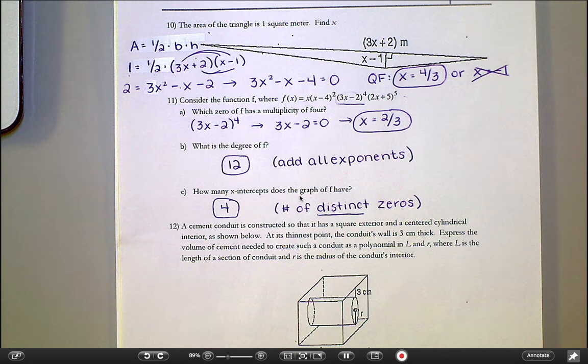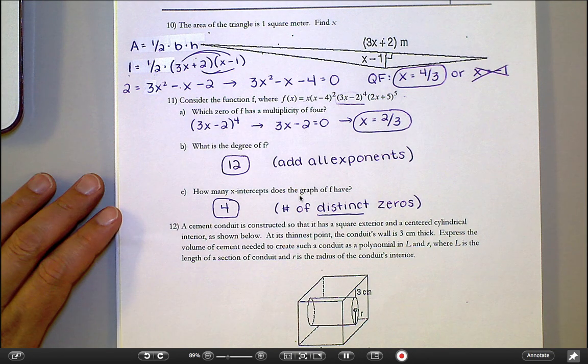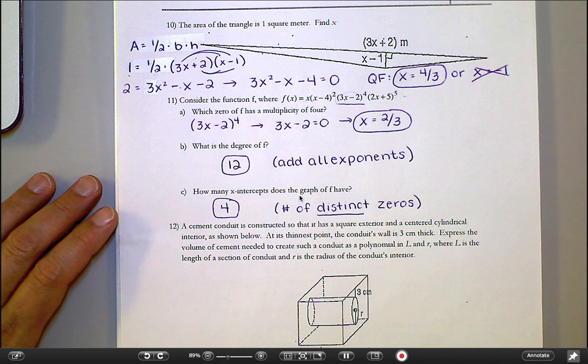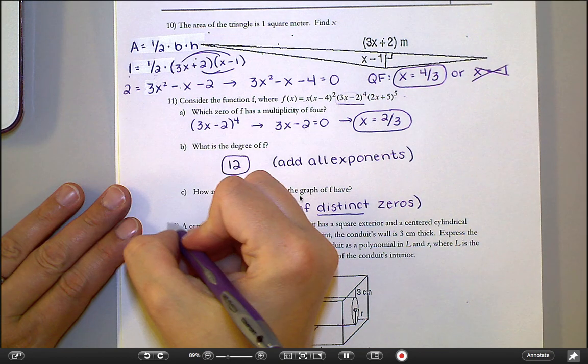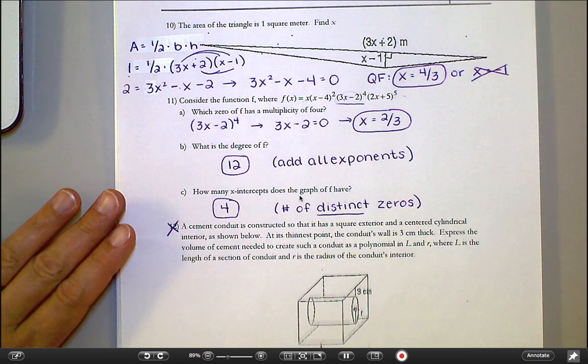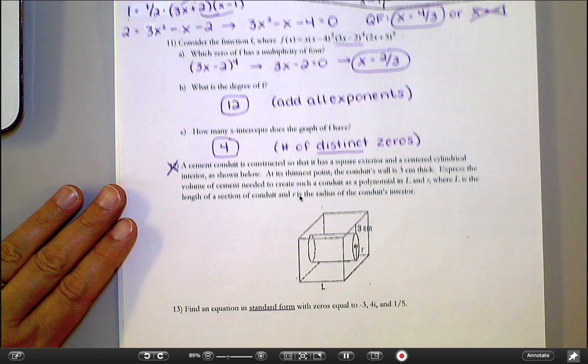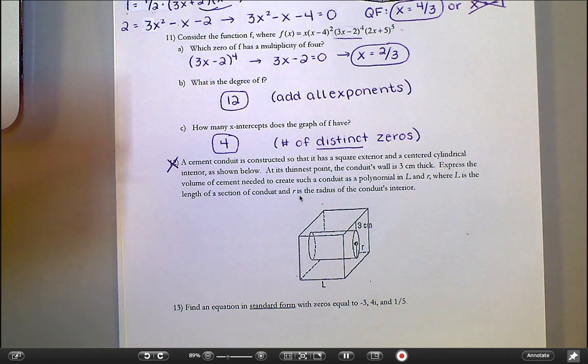Okay. Now, I think I had you skip number 12. We could do it, but I'm not going to take the time to do it right now. Maybe I'll come back and do a separate video on number 12 if we need it, but you don't need it for your exam. Let's look at 13.